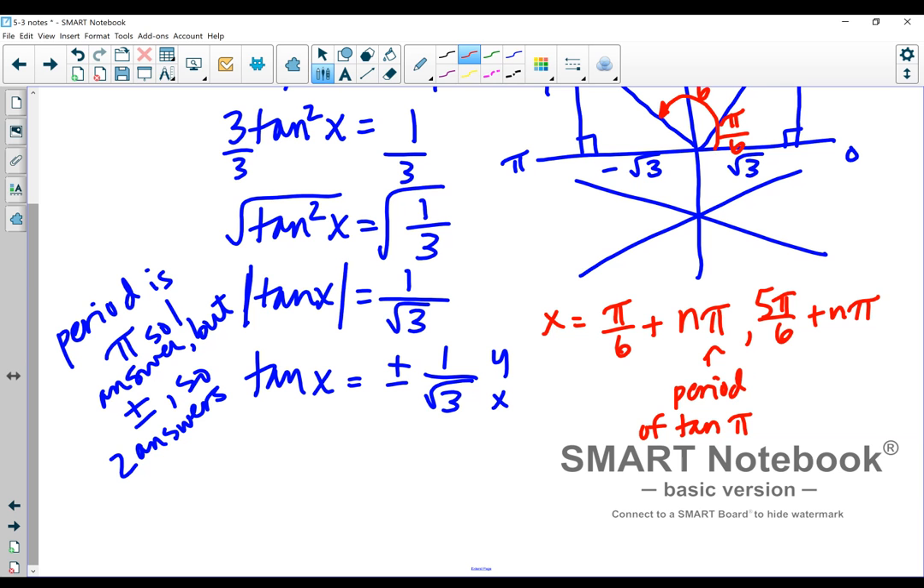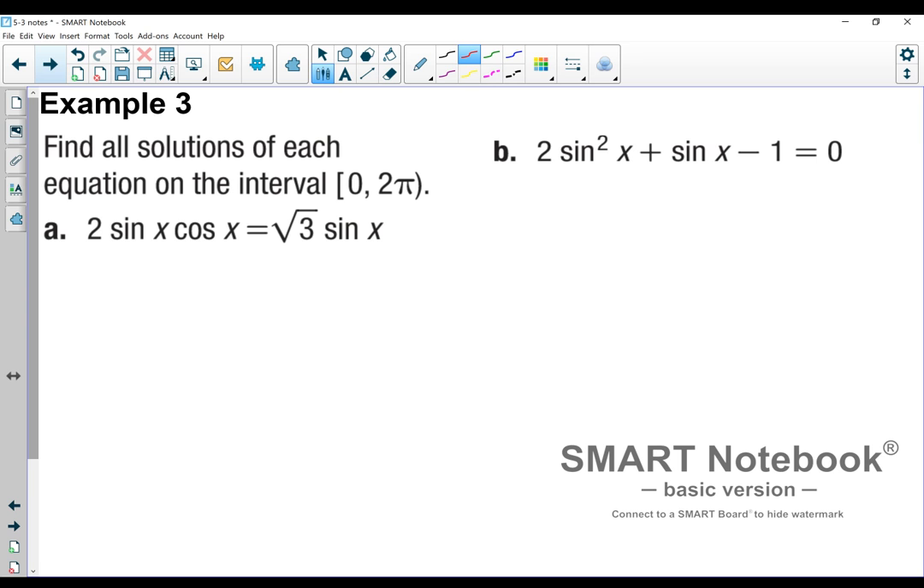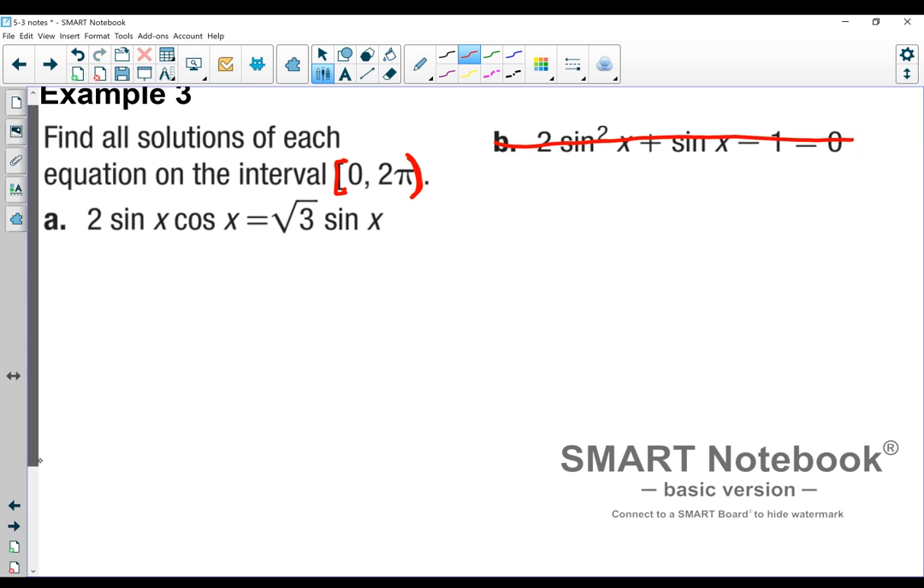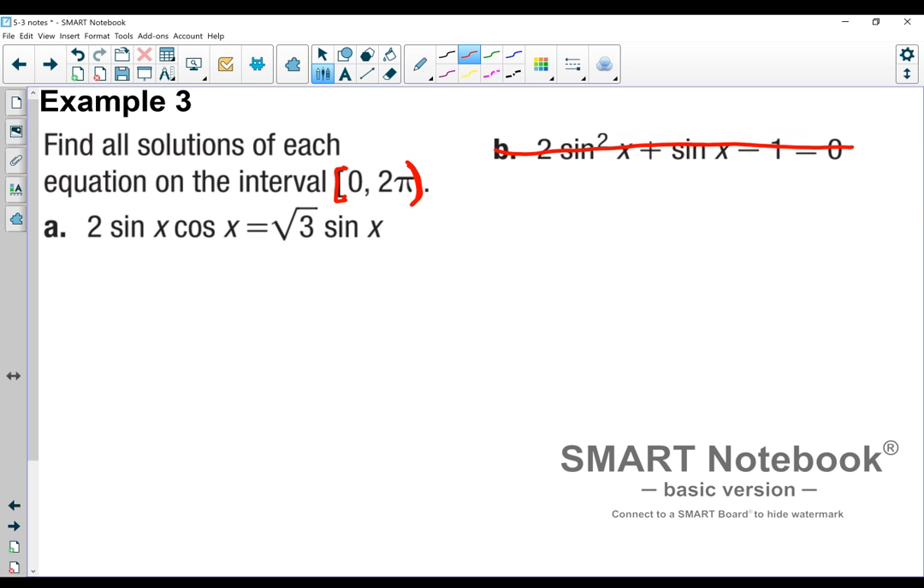So sometimes we don't want to keep writing plus n pi. We want to restrict our domain. We want to restrict what we can have for x a little bit. So this time we have the interval from 0 to 2 pi. Remember that this means we're including 0, but we're not including 2 pi. And we're going to skip b in the interest of time. We did that in class as well. I just have not bothered deleting it yet.